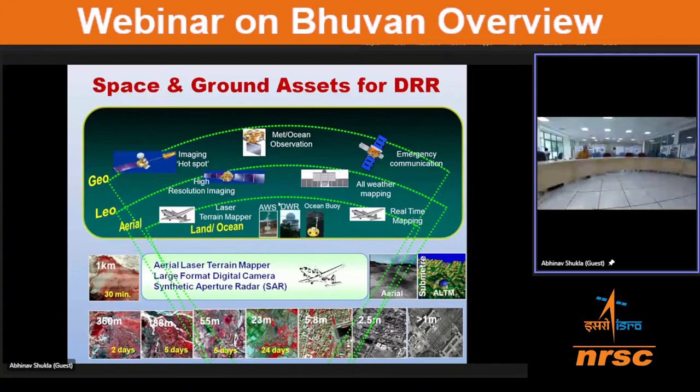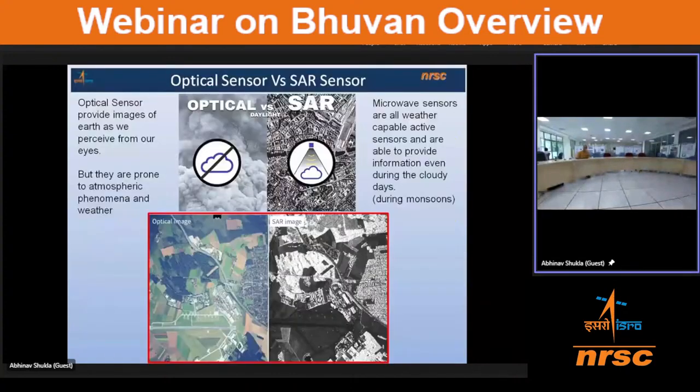So this is one image to show you the difference between an optical and a SAR image. Both images have been taken for the same area, above and below. If you look here, you can see some features where clouds are not present. Even where clouds are there, SAR, synthetic aperture radar, microwaves are able to penetrate them, and you are able to see the ground information also.